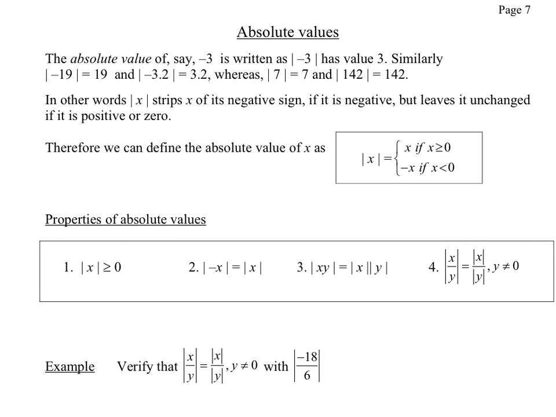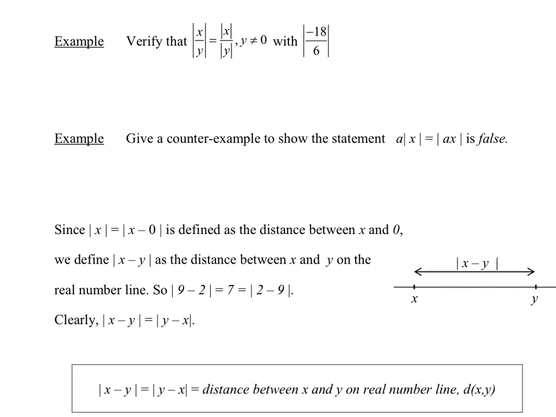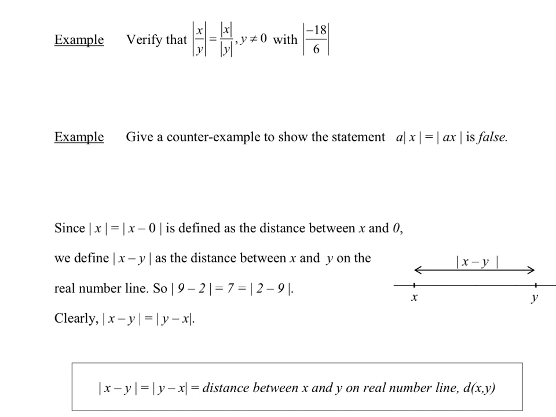The properties of absolute values, well, it's always going to be positive, and that's what this means here. The absolute value of anything is going to be bigger than or equal to 0. The absolute value of -x is the same as the absolute value of x. The absolute value of a product is going to be the same as the absolute values of the individual things multiplied together. And the same thing for dividing. We can verify certain things with that.